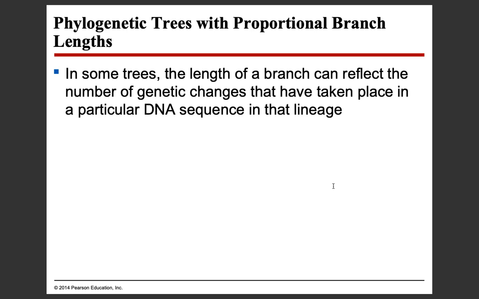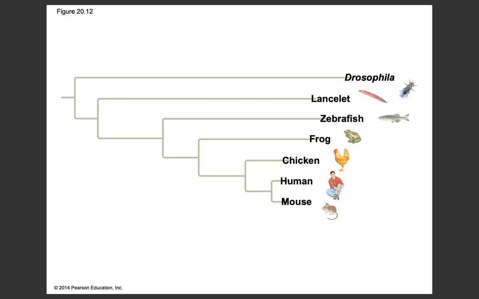If we're using DNA sequence as the data, then sometimes the branch lengths reflect the number of changes that have occurred in that particular lineage. So this would be an example of all of that. The Drosophila have diverged first. They are the outgroup here, where they have the longest line, whereas the mouse and the human diverged most recently, and they have obviously the shortest line here. So the branch lengths can represent genetic change.